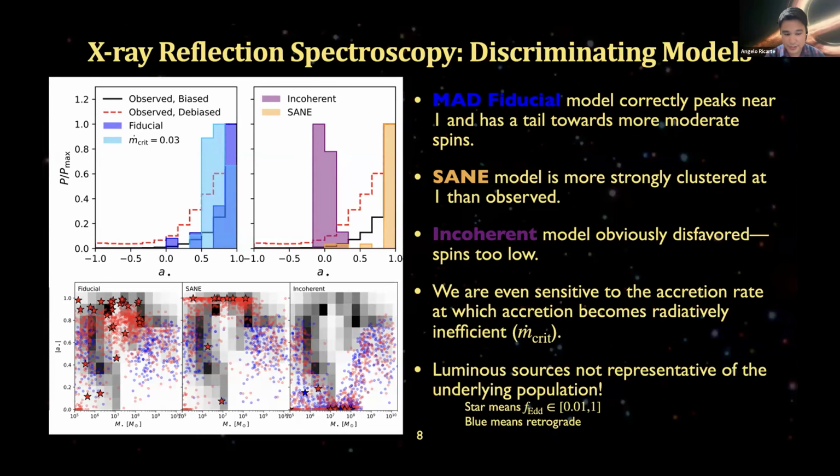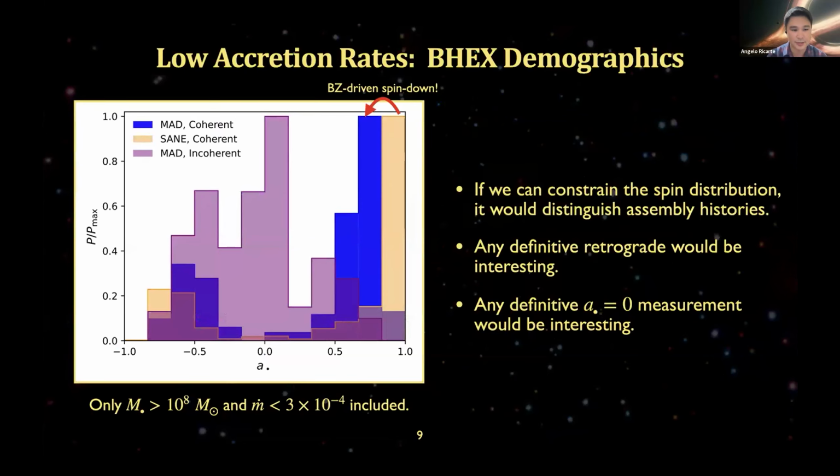And so if you want a more representative sample of black holes, where most of the supermassive black holes in the universe are at lower Eddington ratio than what you can observe with X-ray reflection spectroscopy, that's where something like EHT and BHEX can jump in. This is a sample where I've now selected for things above 10^8 solar masses and lower accretion rates below, in this case, 3 times 10^-4. And the point is that there's now more stuff on this side, on the retrograde side. And you can distinguish different assembly histories if one is able to constrain a spin distribution like this.